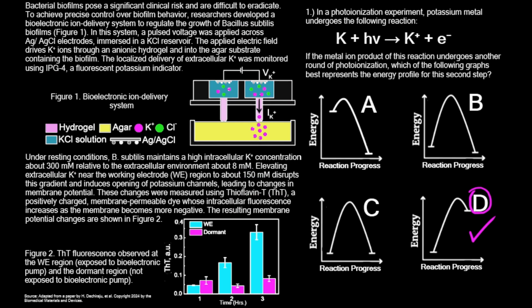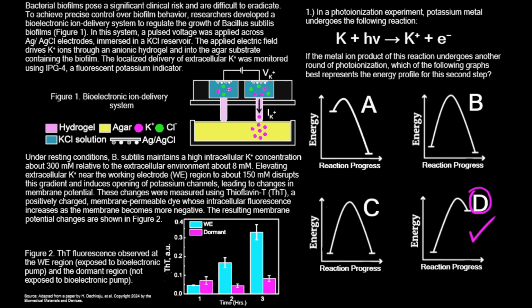Here's question number 1. It read, in a photoionization experiment, potassium metal undergoes the following reaction. If the metal ion product of this reaction undergoes another round of photoionization, which of the following graphs best represents the energy profile for this second step? The answer to this question is D. Let's break down why.